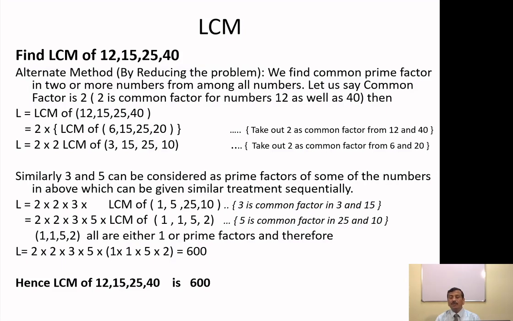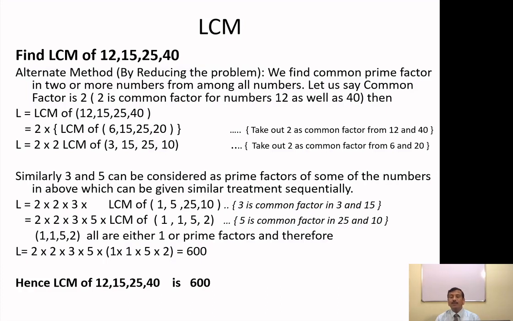So 12 divided by 2 is 6. So in place of 12, 6 will come. 40 divided by 2 is 20. So in place of 40, 20 will come. 15 and 25 will remain unaffected because 2 is the common factor of 12 and 40. Similarly, once again, 2 will be a common factor for the two numbers 6 and 20. We take another 2 out and 6 gets reduced to 3. 15, 25 will remain as they were and 20 will get reduced to 10.